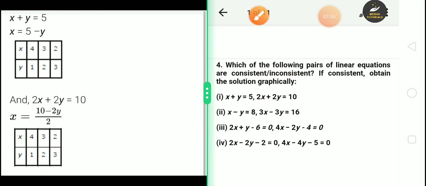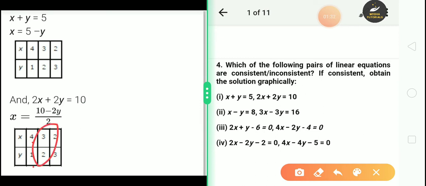Okay, and for the second equation 2x plus 2y is equal to 10, we can write x is equal to (10 minus 2y) upon 2. Since we know that the ratios are equal, we can take the same coordinates. So assume y is equal to 1, then we get 10 minus 2 is 8, 8 upon 2 is 4. So when y is equal to 1, we get x is equal to 4. Then take y is equal to 2, so 10 minus 4 is 6 and 6 upon 2 is 3. So when y is equal to 2, we get x is equal to 3.